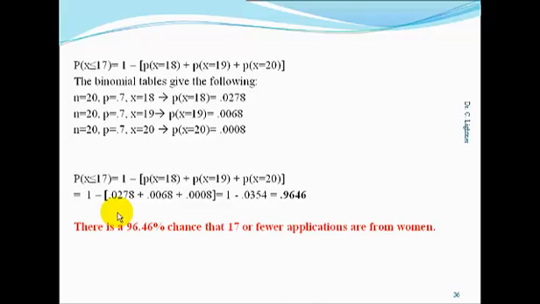If we sum up all of the probabilities in the complement of the event, we get 0.0354. So the probability of the event that we want is equal to 1 minus the probability of this complement, which is 0.9646. So there is a 96.46% chance that 17 or fewer applications are from women.